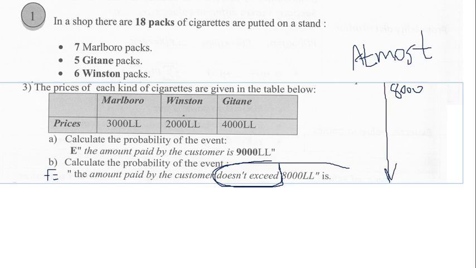So we need to think about which of them satisfy this condition. Since you are talking about prices, 8000 and below, you should think with the lowest price. Winston is the lowest price. If we choose 3 Winston, we will pay 6000. So 3 Winston works. If we choose 2 Winston and 1 Marlboro it works. Also 2 Winston and 1 G10 works.